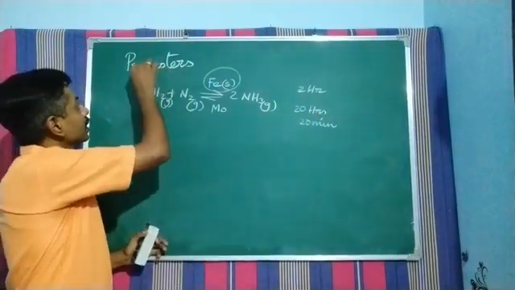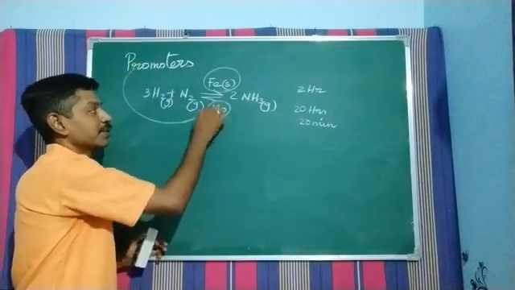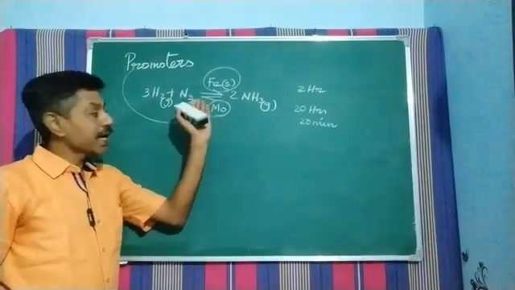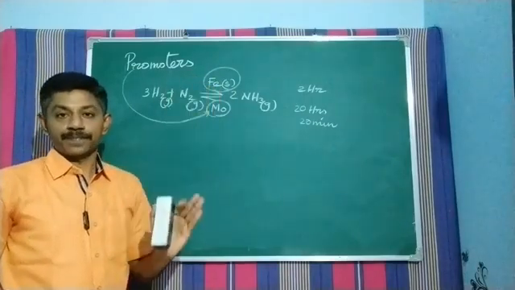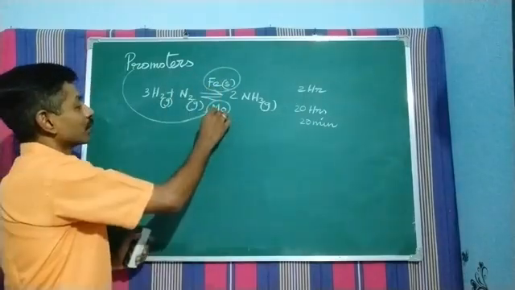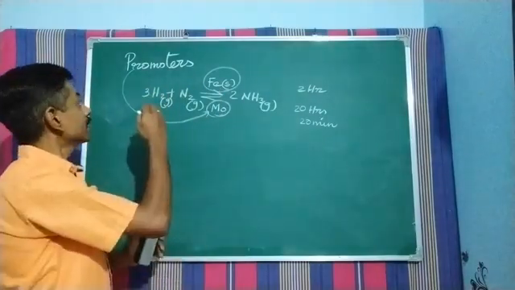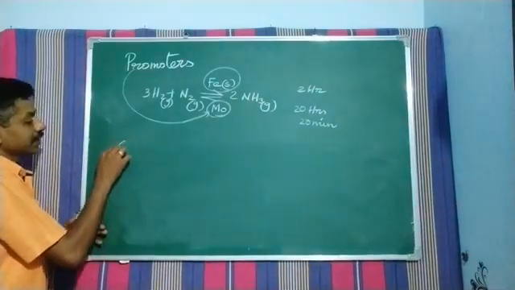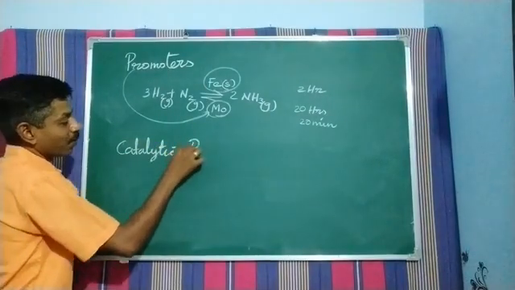So now, why are they using the word promoter? Molybdenum is the promoter for this process. It enhances the activity of the catalyst iron. So this is called a promoter. It promotes the activity. That's why they named it promoter. The next term we have to learn is catalytic poison.